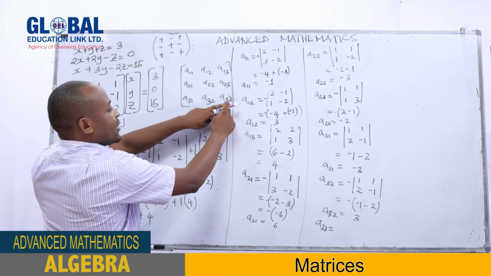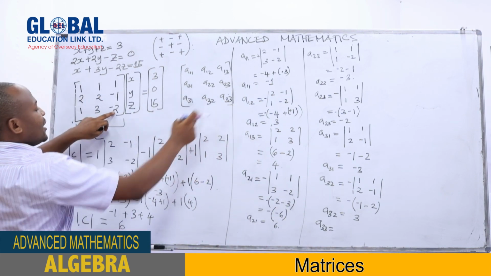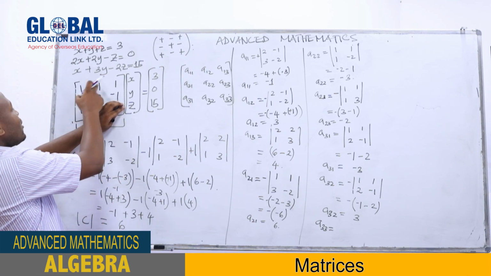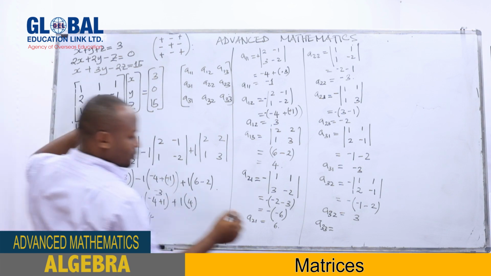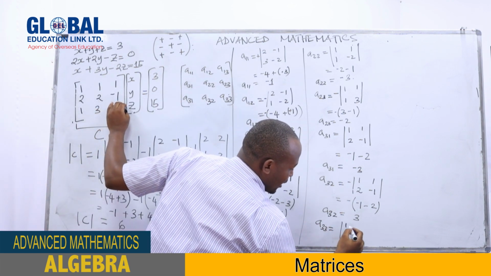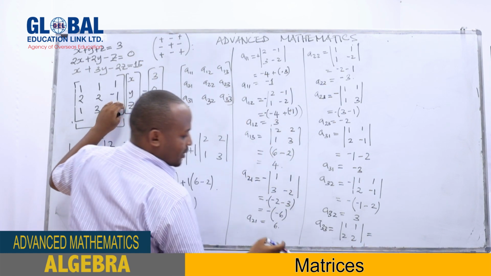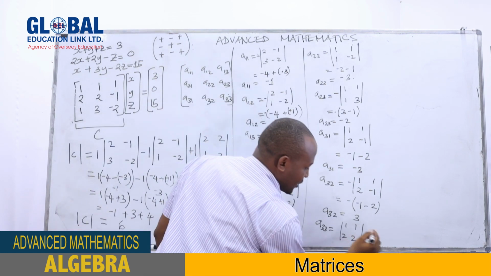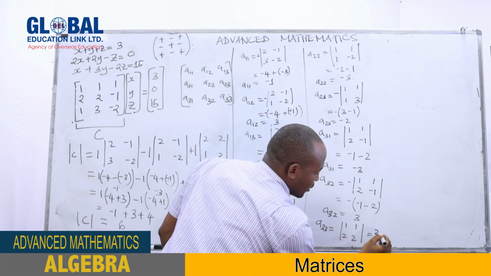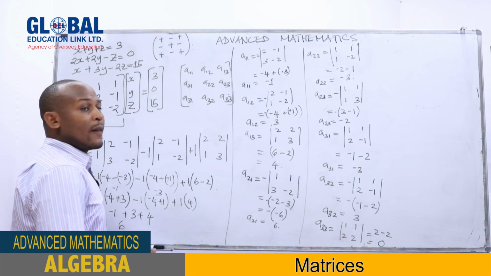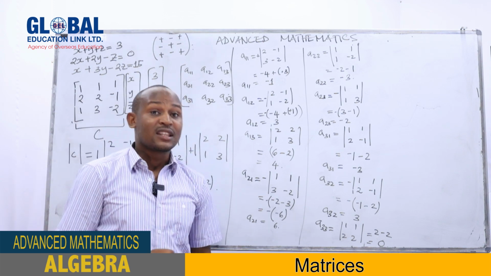Now let's go to A3, 3. That means we are talking about the cofactor of that position. And we have that negative 2. That means we are left with 1, 1, 2, 2. Now if we find the determinant of that, we are left with 2 minus 2, and that is a 0. Now, my dear students, let's collect the cofactors.